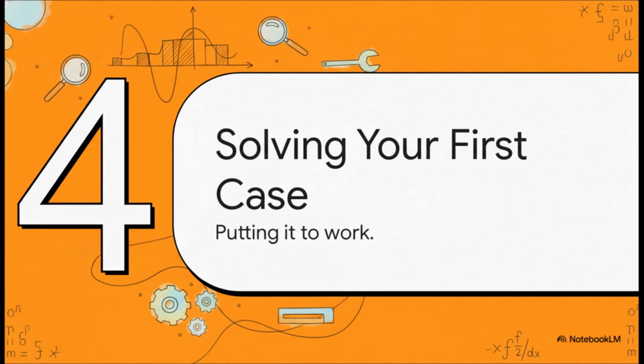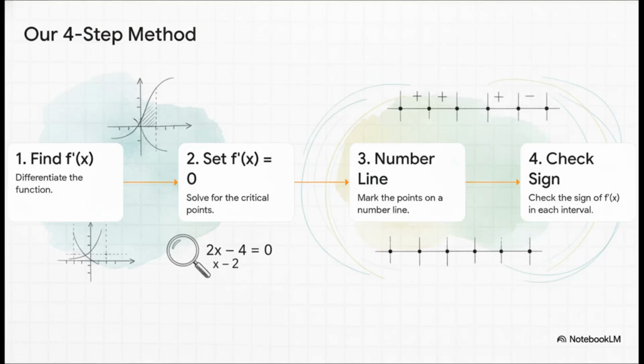The sign of the derivative tells you the story. Okay, enough theory. Talk is cheap. Let's get our hands dirty and actually solve our first case. We're going to put this tool to the test right now. And here's the battle plan. This four-step method will work for you every single time. 1. Find the derivative. 2. Find the critical points by setting that derivative to 0. These are the potential turning points. 3. Plot them on a number line. And 4. Check the sign of the derivative in the new intervals you just created.